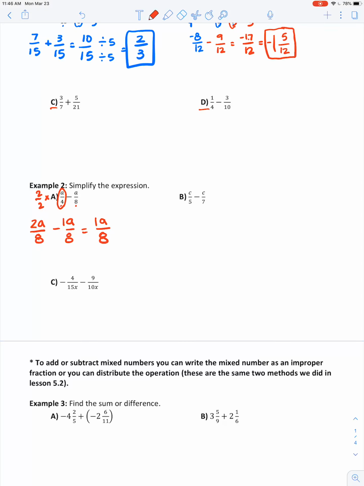You could leave your answer as that, or if you would prefer to not write the 1 in front of the A, that works too. So either one of those two is okay with me. A over 8 or 1A over 8.